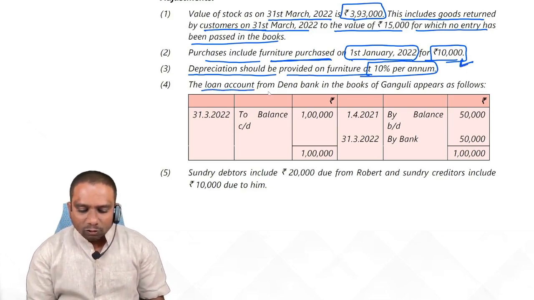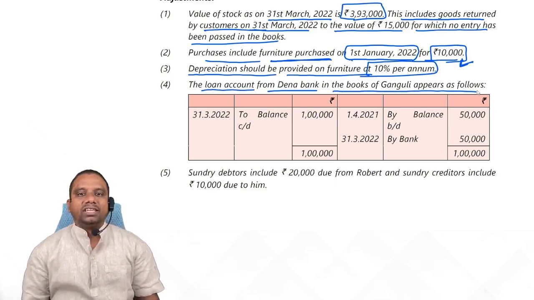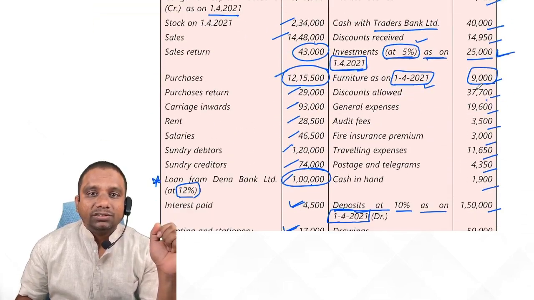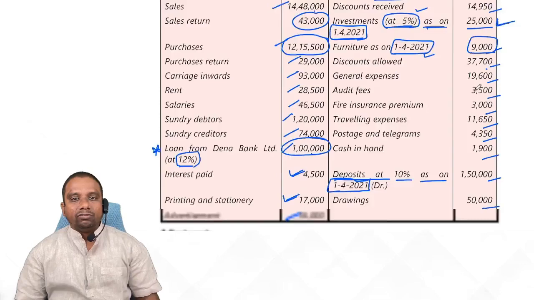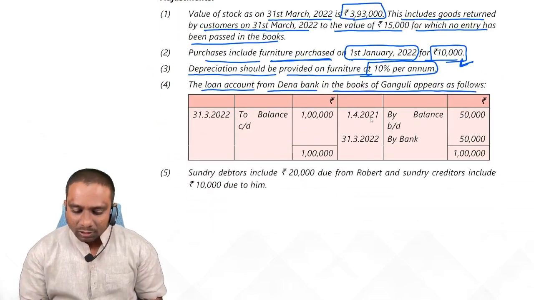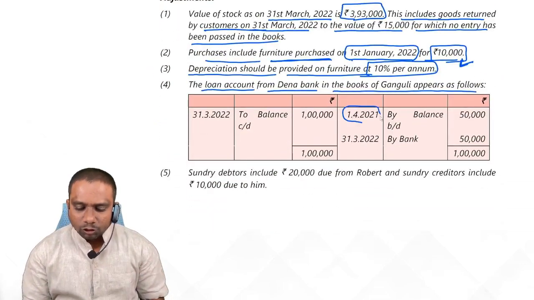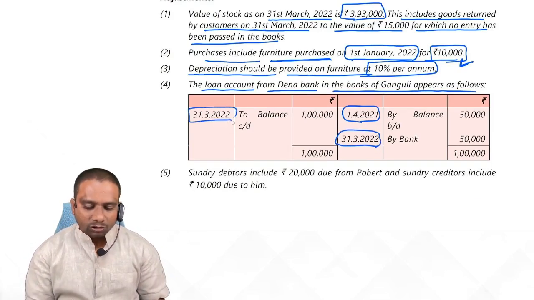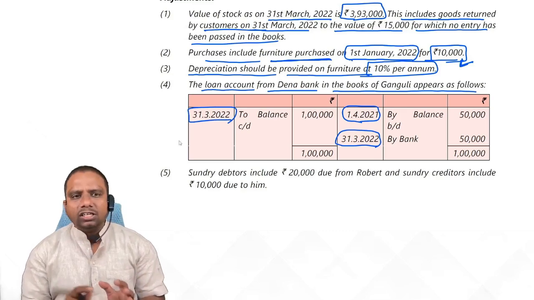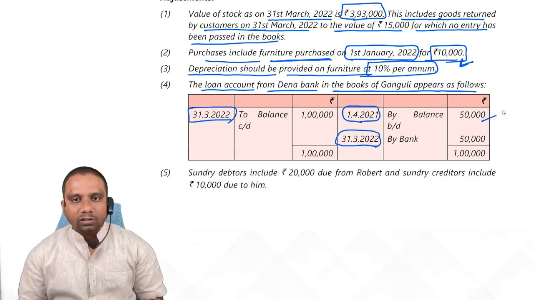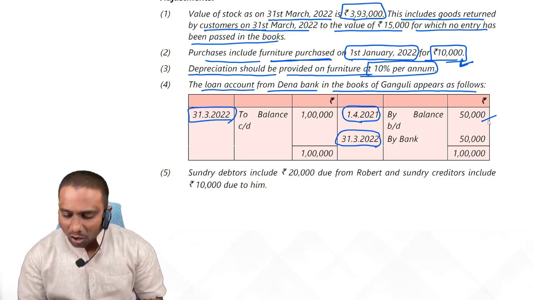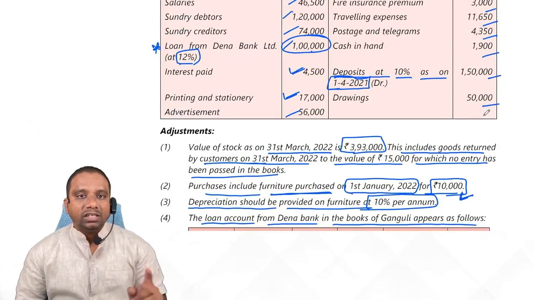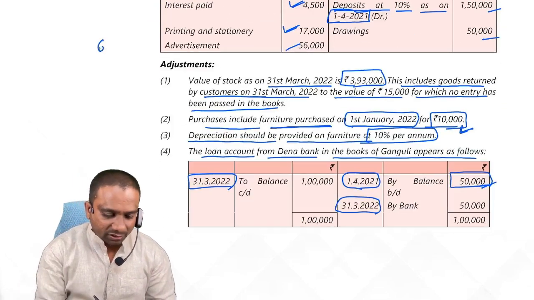Next one, the loan account from Dena Bank in the books of Ganguly appears as follows. Here, how much loan account balance is showing in the trial balance? 1 lakh. But how did this 1 lakh arrive? Observe the dates here: 1/4/2021 year beginning, 31/3/2022 year ending. Generally loan account shows which balance? Credit balance, 50,000. So on 50,000 rupees we have to calculate interest for the full year at 12%. Means how much? 6,000.